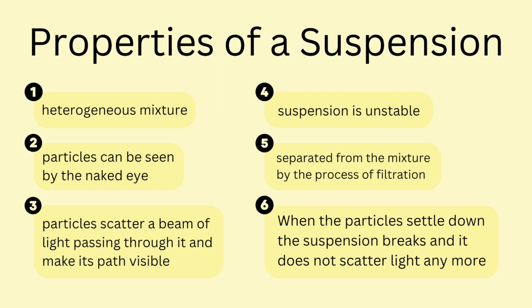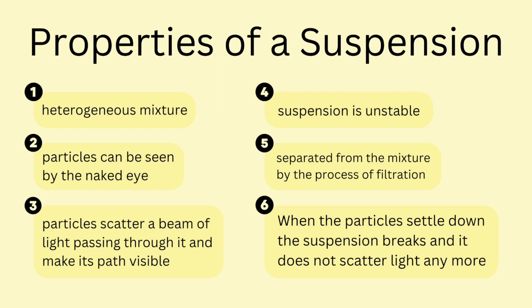Now since the chalk pieces are not mixed well, they are obviously heterogeneous mixtures, and the chalk particles are obviously visible to your eyes. So the particles can be seen with the naked eye. The third property: particles scatter a beam of light passing through it and make the path visible. So when you flash light into it, its path can be traced. The fourth thing is that when you leave the suspension undisturbed for a while, it becomes unstable and the particles get settled down.